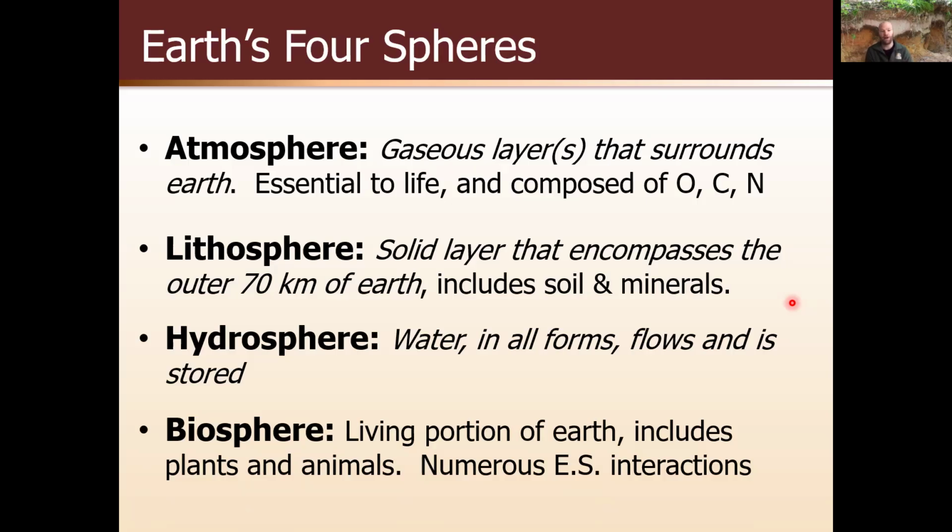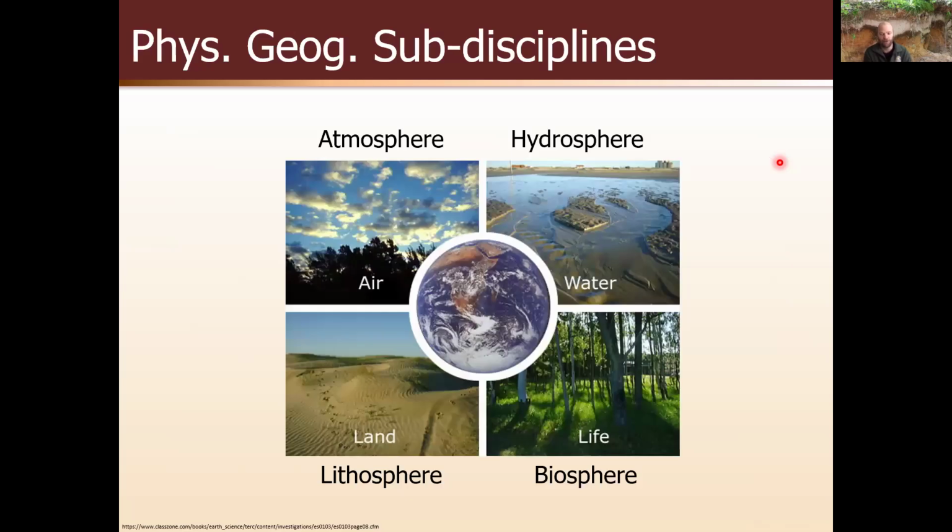And last but not least, the biosphere, which is the living portion of Earth. It includes both plants and animals. Throughout the entire course, we're going to think critically about the biosphere and how it interacts with each of these major Earth systems, as well as emphasize a portion of the course directly toward the biosphere. So here's our breakdown, if you will, of the four major spheres.